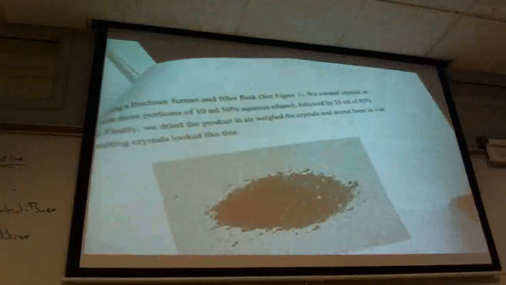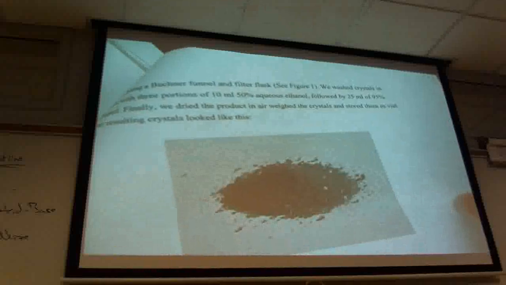This is nice, pictures of their crystals. They got nice crystals there. You see the facets of it, the faces. But they're repeating a lot of this here. 10.01 grams of oxalic acid. This is into a 250 milliliter beaker. This is not what I want to see in the discussion.